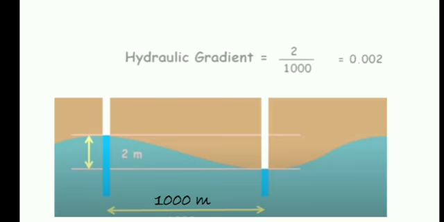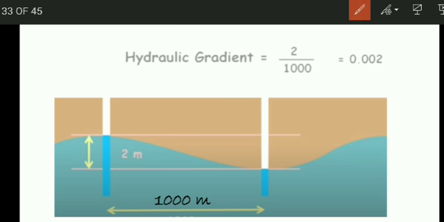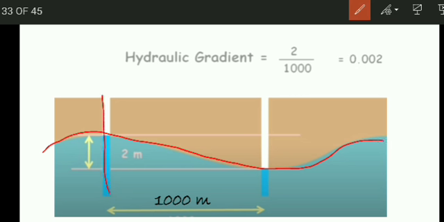Then let us understand what is meant by hydraulic gradient. Here there is a water body, an aquifer, and this is the water table. There are two wells dug in this aquifer, separated by a 1000-meter distance. Suppose these are wells A and B. In well A the water level is up to this height, and in well B the water table is up to this height.